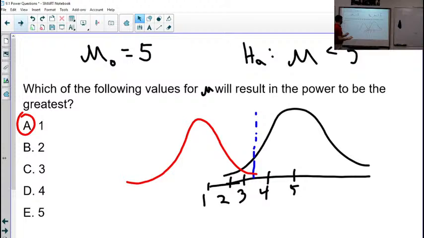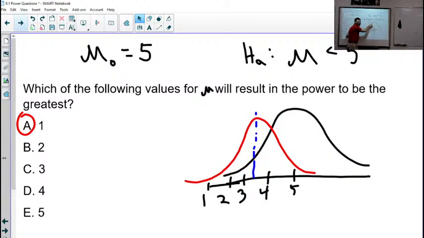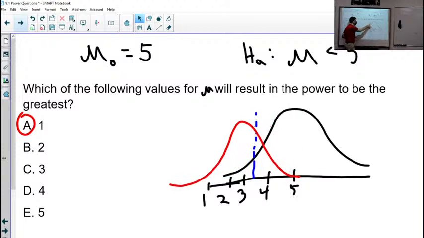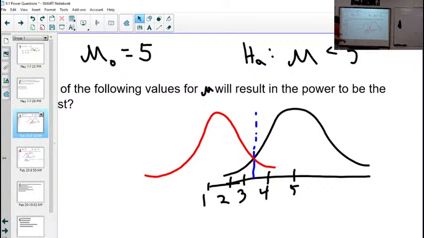So in other words, another way you can say that this answer is A is because as my actual distribution moves to the left, hey, the mean is actually 4, or the mean is actually 3. As this distribution moves to the left, I'm less likely to make a type 2 error and more likely to make that correct decision to reject. So type 2 error goes down, power goes up. And so here are these couple more things to know.